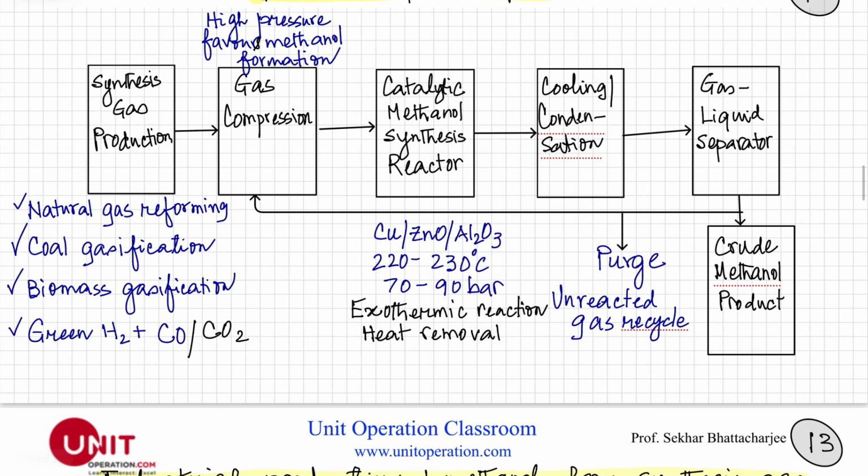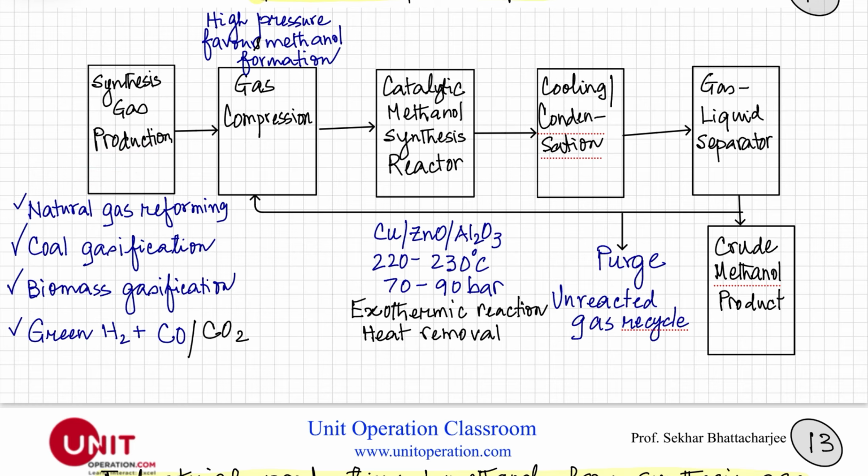We'll just quickly look into the industrial methanol process, how it's produced from syngas. First, of course, the syngas production. We have discussed it in several other places. From natural gas reforming, we can get that. From coal gasification, biomass gasification, green hydrogen, carbon monoxide, carbon dioxide. So that's the way, of course, we get the syngas.